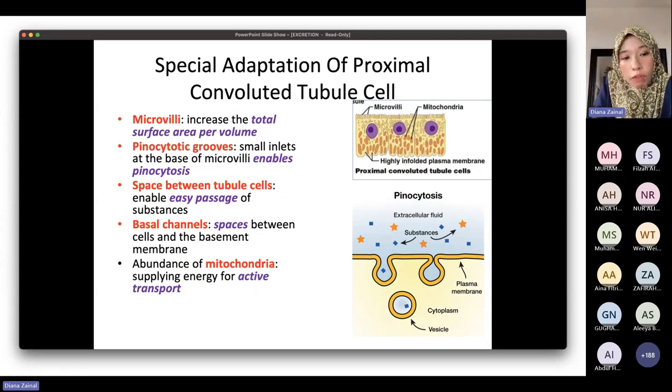Okay, and then they have a basal channel, spaces between cells and the basement membrane. Okay, abundance of mitochondria is needed, especially if you're involving the active transport.